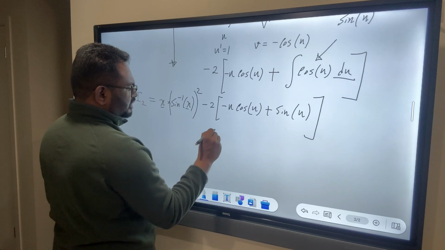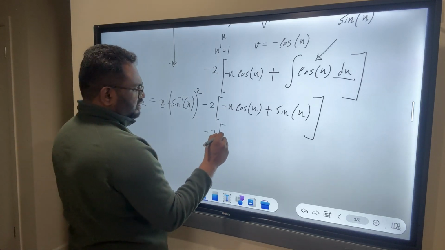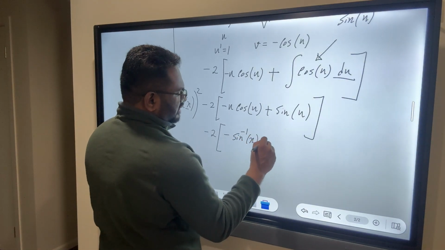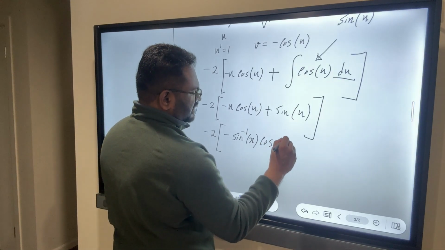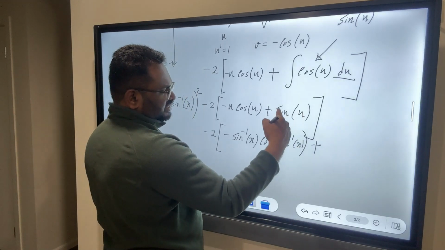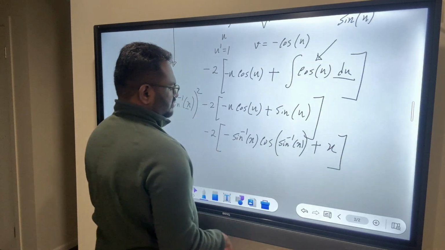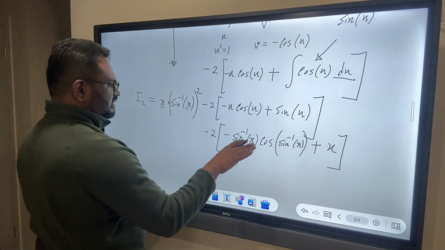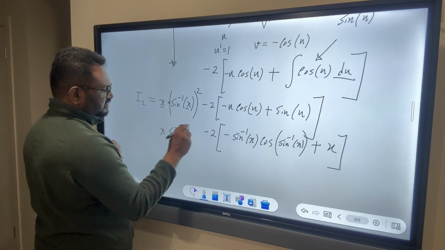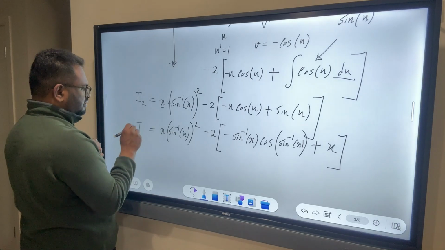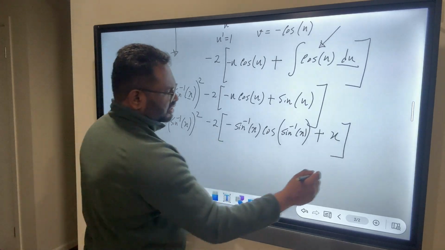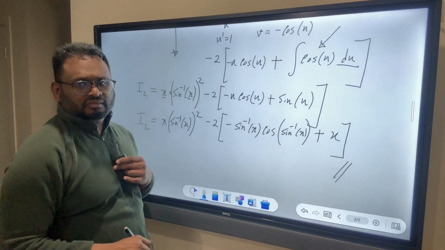So if I do that, minus 2, u is equal to sine inverse x. So it's going to be minus sine inverse x, then cosine of sine inverse x inside, plus this is sine of sine inverse x, which is x. Okay, so now you don't have any integrals here, so you can finalize the answer now. x (sine inverse x) the whole thing raised to the power 2, and that is equal to I_2. So if you want, you can simplify this bracket, otherwise you can keep the answer like that. Thank you.